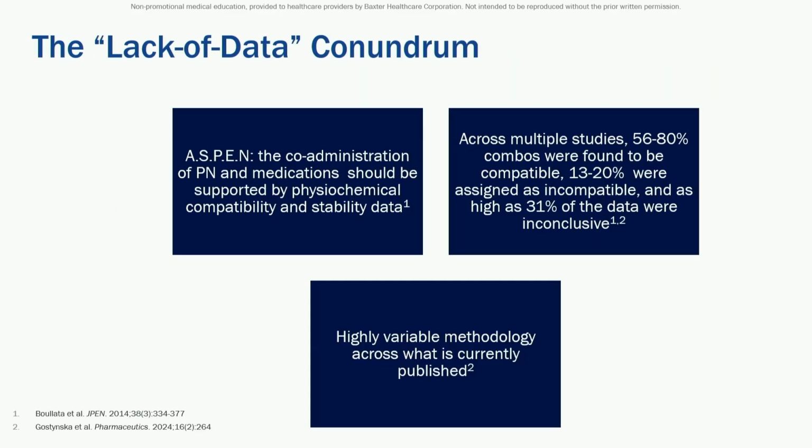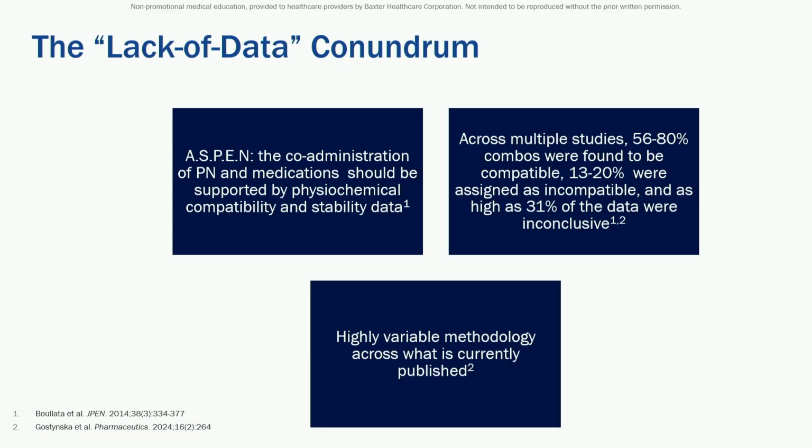I'm sure many of you in this audience have been on the receiving end of a phone call asking about a compatibility. And when you say, oh, there's no data, your team member says, okay, great, I can do it. It's not the case. ASPEN recommends that the co-administration of PN and medications should be supported by physicochemical compatibility and stability data. Honestly, that's a little bit of a pipe dream. I wish we had physicochemical compatibility data on most of the things that we have to give, but sometimes you're dealing with what you have, and most of the time I don't feel like I have a lot of chemical compatibility data when I'm assessing my IV compatibilities.